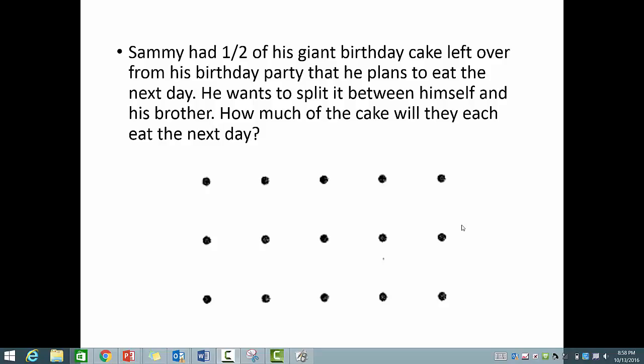So this problem is going to be different. It is the opposite. It is a fraction divided by a whole number. And the best way to demonstrate this is by using the dotted paper. It says Sammy had half of his giant birthday cake left over from his birthday party that he plans to eat the next day. He wants to split it between himself and his brother. How much of the cake will they eat the next day?